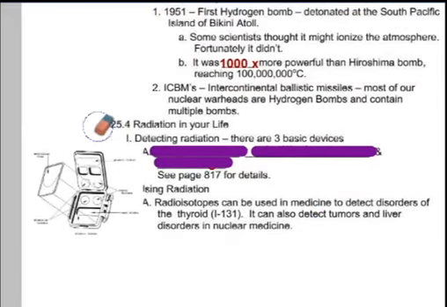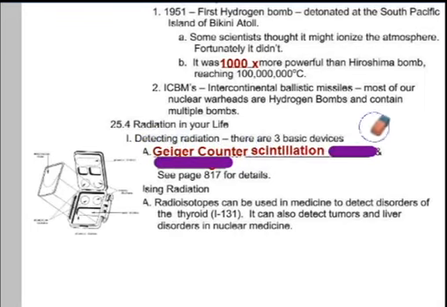Okay, which brings us to radiation in your life. We have 3 basic devices for detecting radiation. There's a Geiger counter, there's a scintillation counter, and film badges. This is what a film badge looks like. Right here.